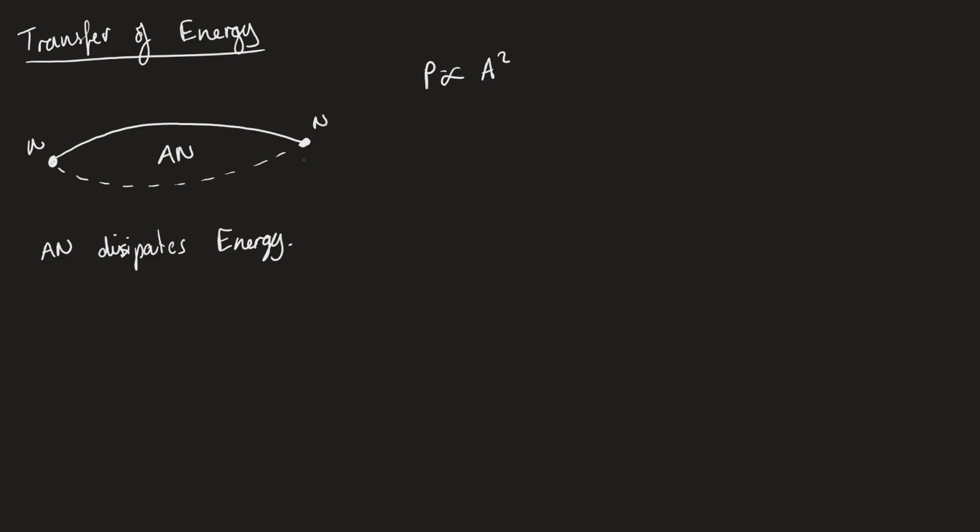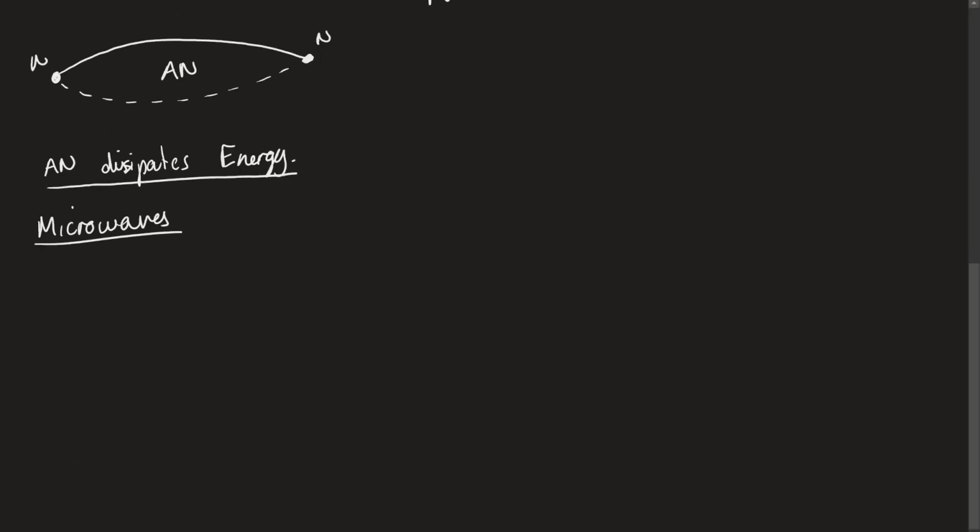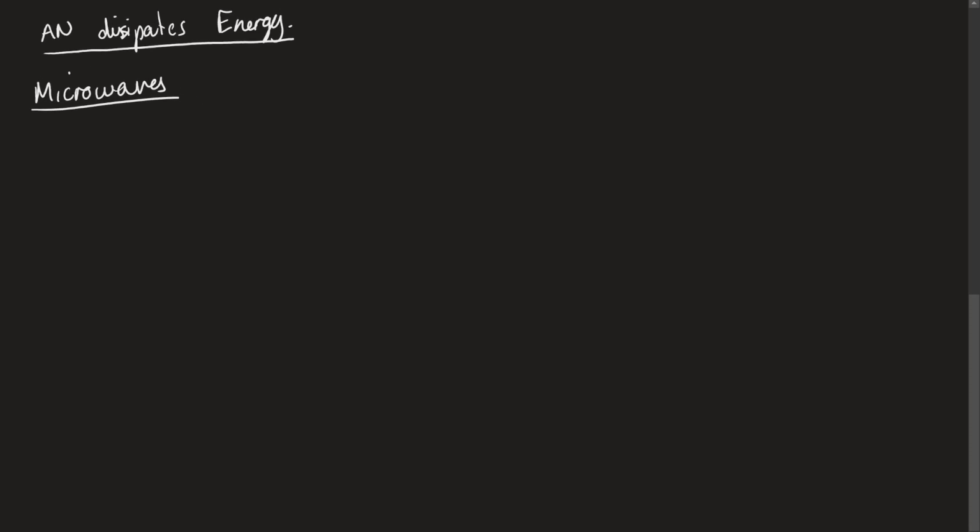Okay. So if we know this idea that the antinode dissipates energy, we can also apply this idea of stationary waves to some other things. We can usually do this with microwaves. Stationary waves aren't just formed with sound waves and waves on a string, they can also form with electromagnetic waves. We can also get microwaves.